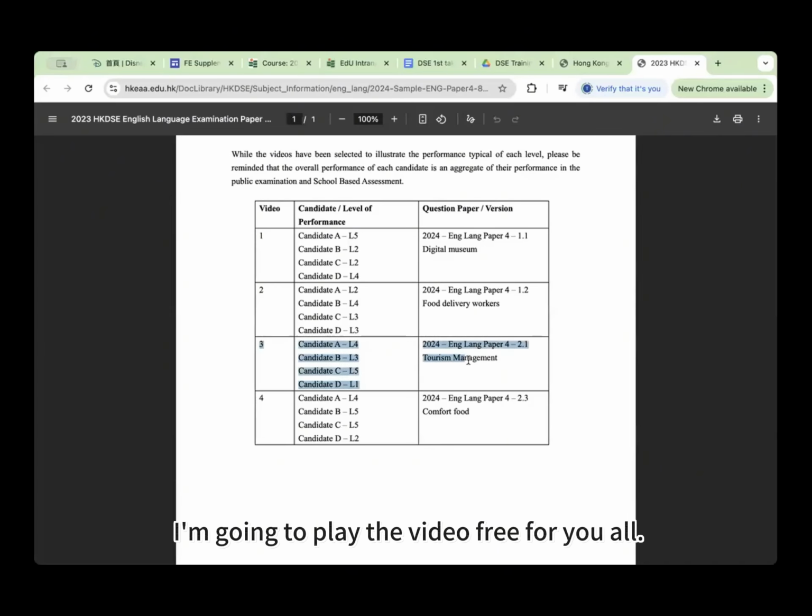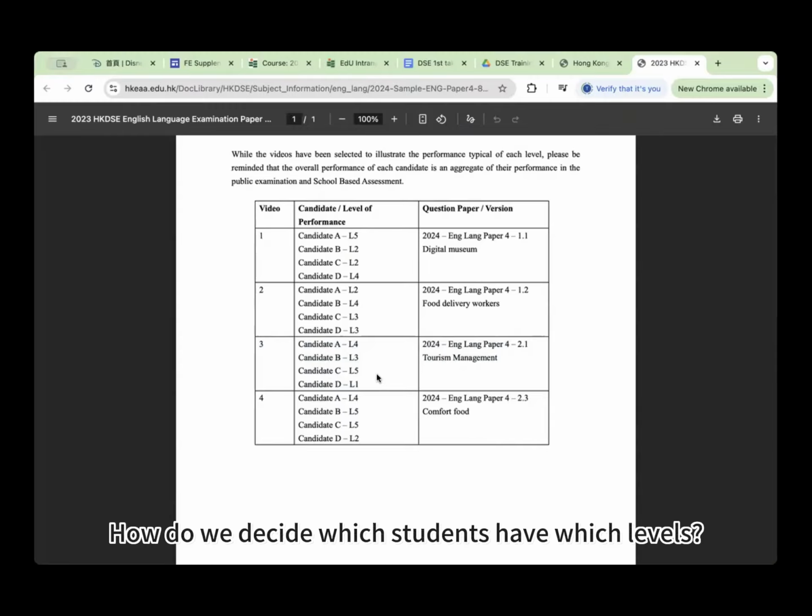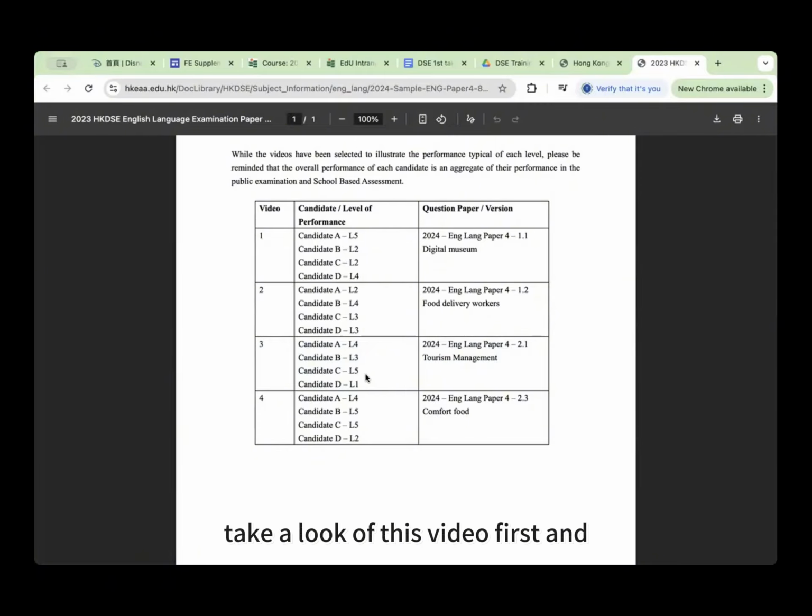I'm going to play the video for you all, and there's a more different range of their levels. You can see one of them has level 1 only, and one of them has level 3 only. So this may give you a clearer sense of how we decide which students have which levels. So maybe we can take a look at this video first.